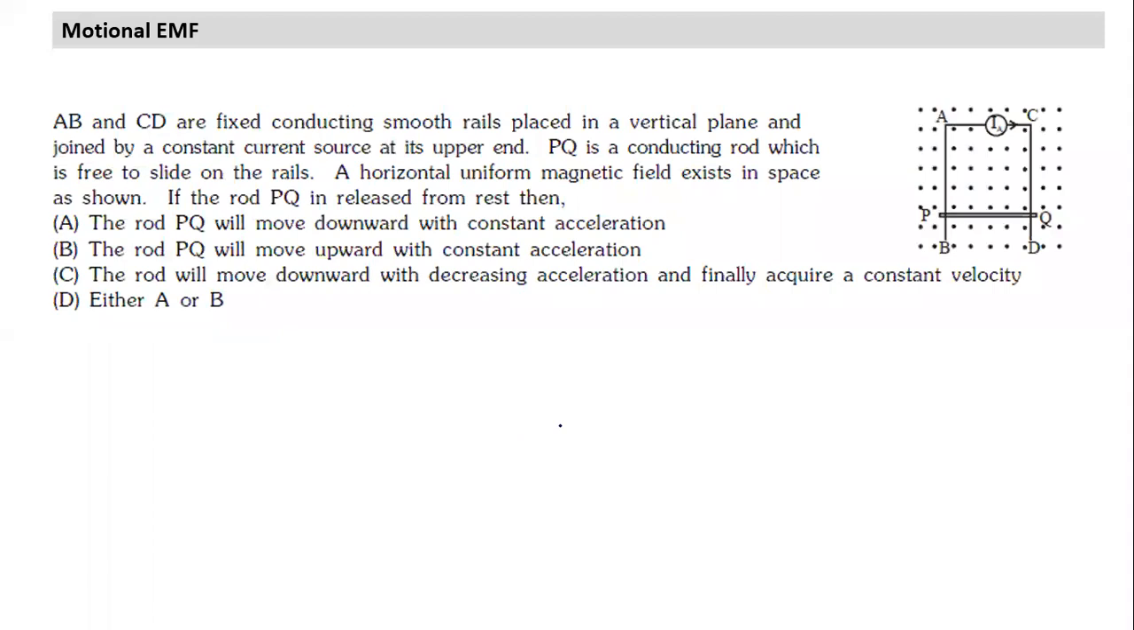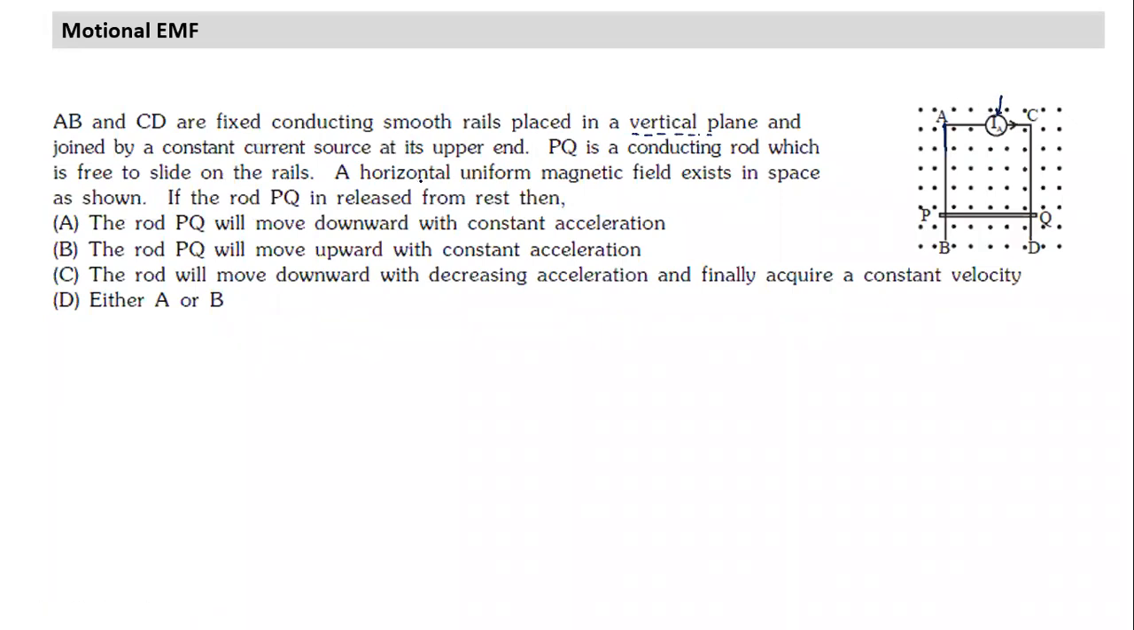Okay, let's read this question first. This whole thing is placed in the vertical plane. These are what is given: AB and CD are fixed conducting smooth rails. Rail means resistance is 0. Large cross section. These are kept in a vertical line, like two vertical sides of a door frame, joined by a constant current source. You understand here? Whichever way it is, the current will remain constant. So this current will not change.